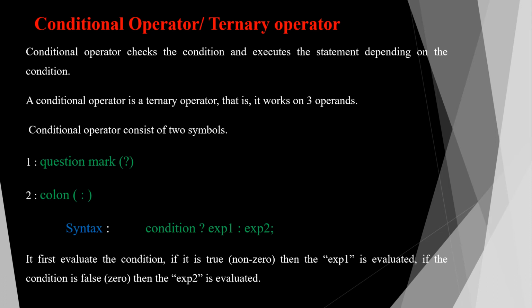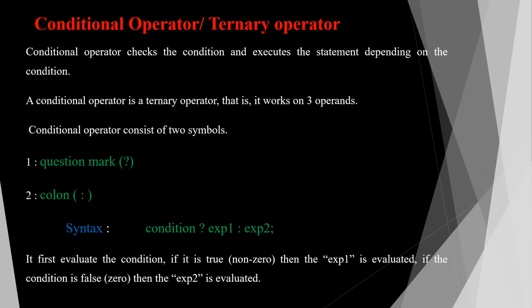Here is the general syntax used for the conditional operator. First it checks the condition, then the question mark, then expression 1, which is the true statement, then expression 2, which is the false statement. This is similar to the decision making statement, the if else statement.